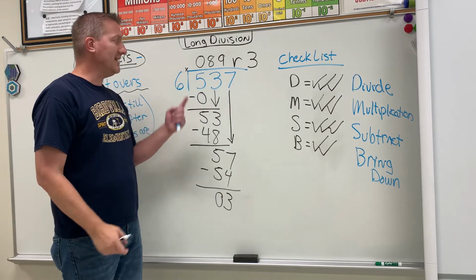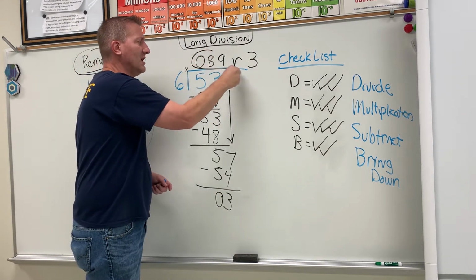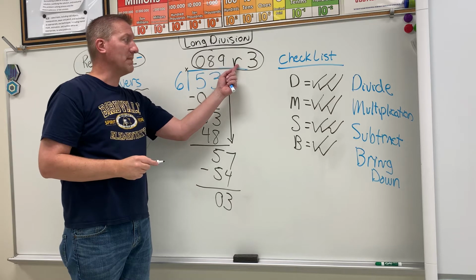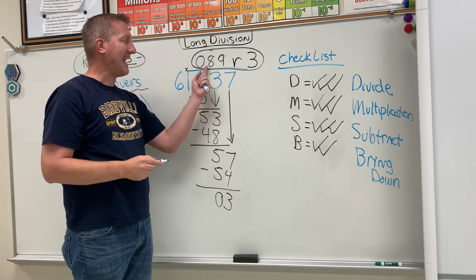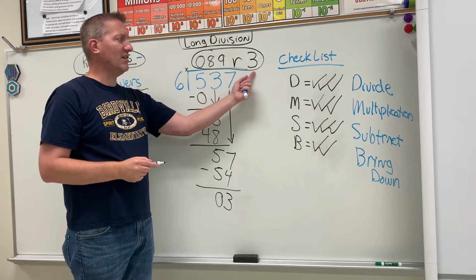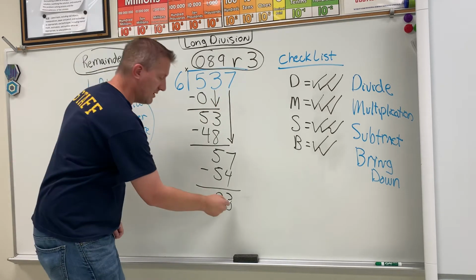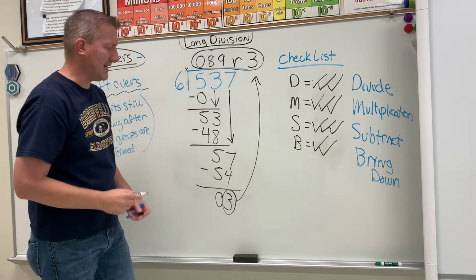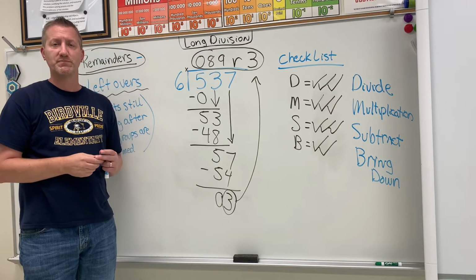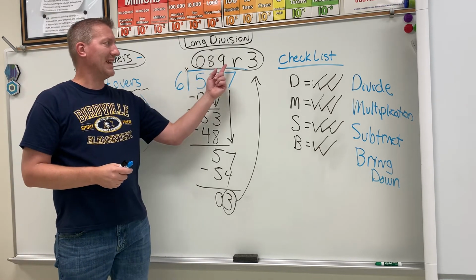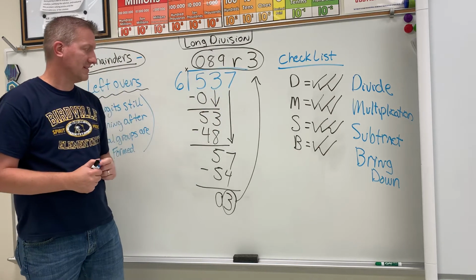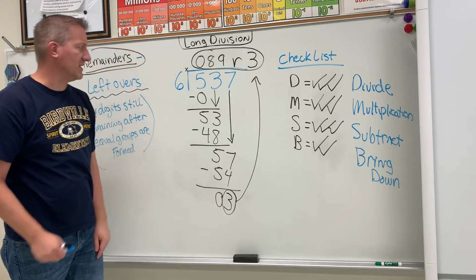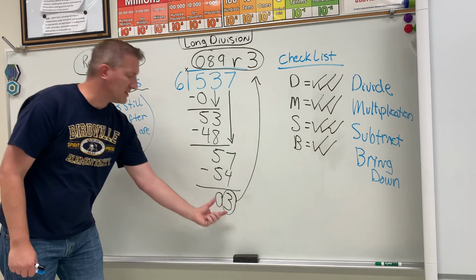So we would read our quotient or answer as 89 remainder of 3. 89 remainder of 3, okay? So this 3 right here comes right up here, and you place it on the end. So 89 remainder of 3, okay? And that is our leftover. It's our leftover digit, okay? I can't take any more 6s out of that.